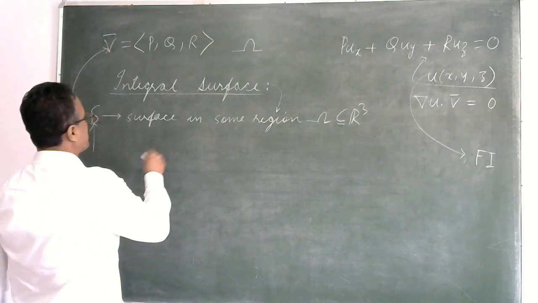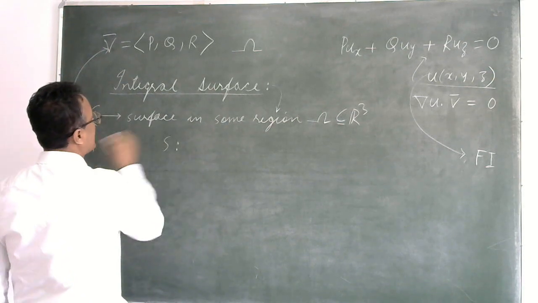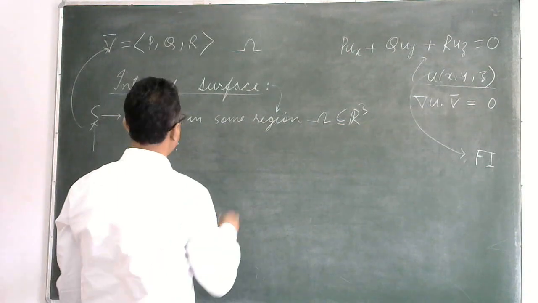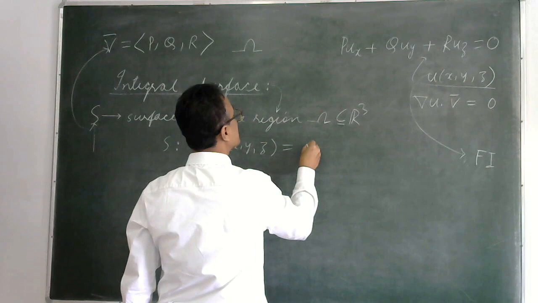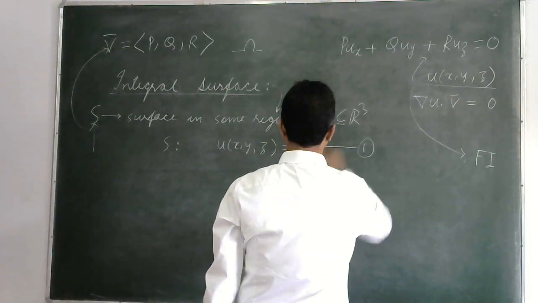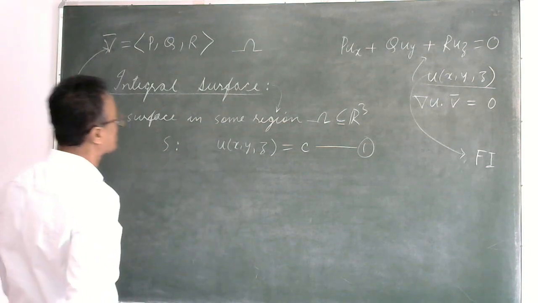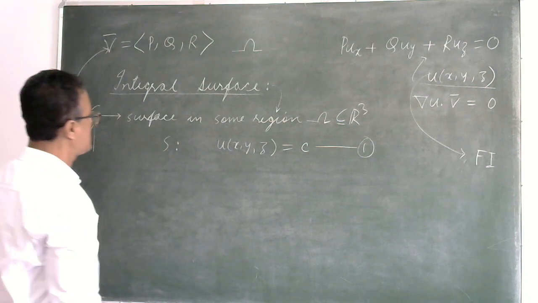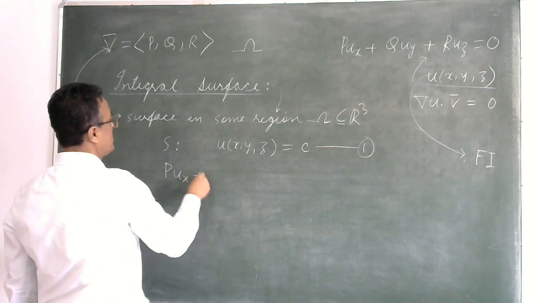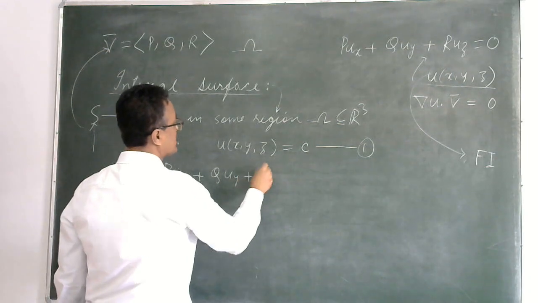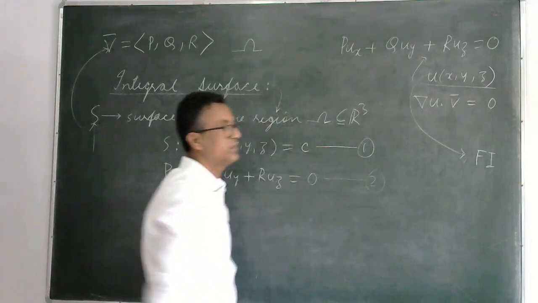So that means suppose I define this surface S by u(x, y, z) equal to C, where C is a constant. Then this is going to be a level surface. This is going to be an integral surface corresponding to the vector V bar if that is satisfied. That means P Ux plus Q Uy plus R Uz is equal to 0 if this is satisfied.